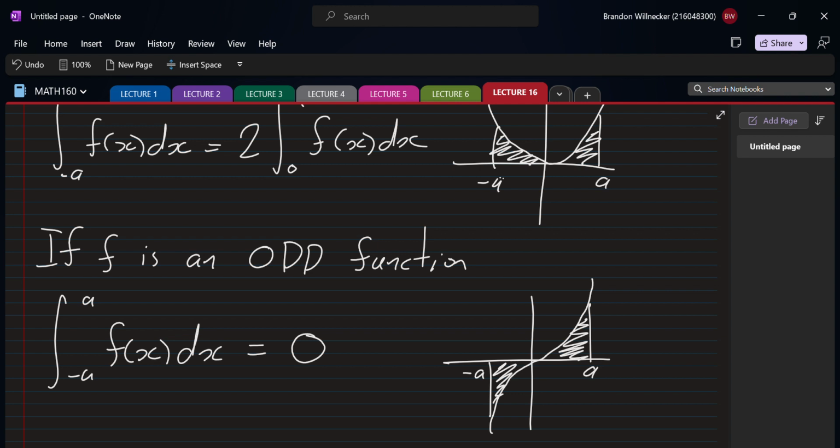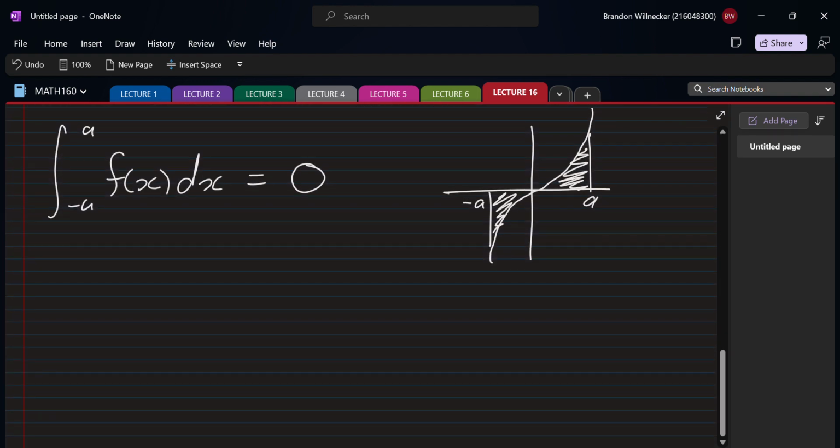Remember, we went through this before. If the area is below the x-axis, it comes with the minus sign. So on the left-hand side, we have some area with the minus sign. On the right-hand side, we have the same area, but with the plus sign. If we add the two together, we get 0. So if we have a symmetric domain, so from minus a to a, of an odd function, then the result is 0.